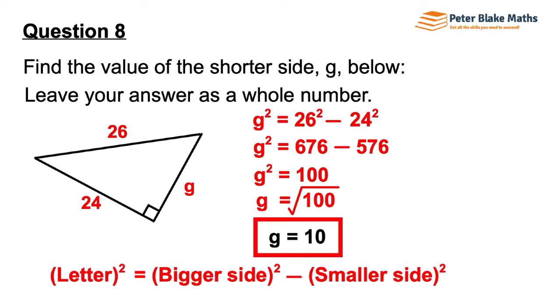Alrighty, so that's finding a shorter side. Remember, there's a minus involved in the Pythagoras setup there. That's how I like to do them anyway, there's variations.